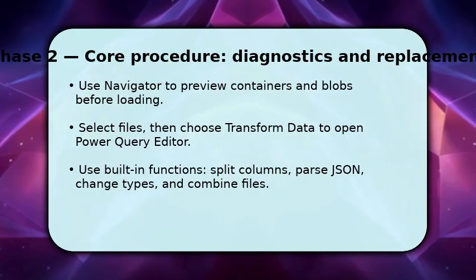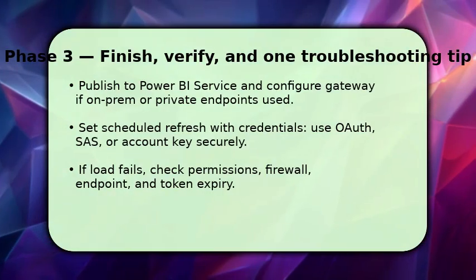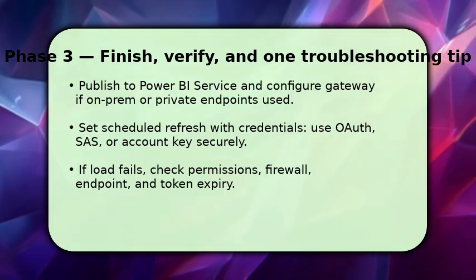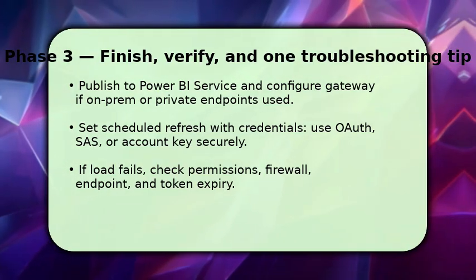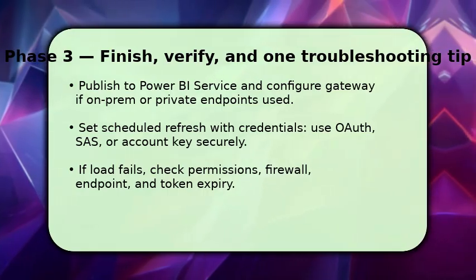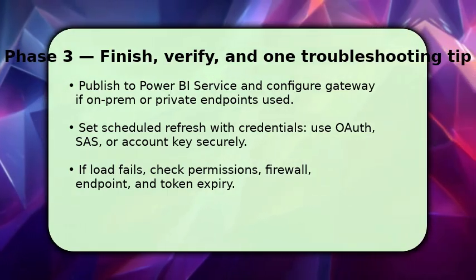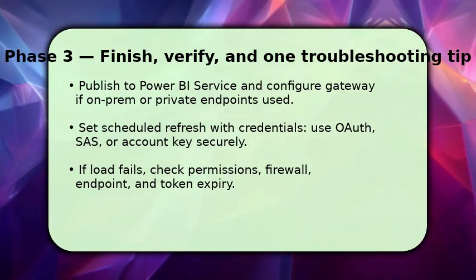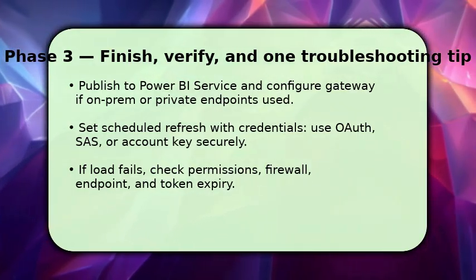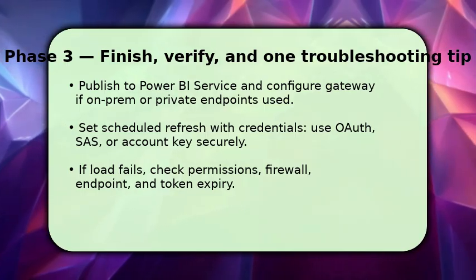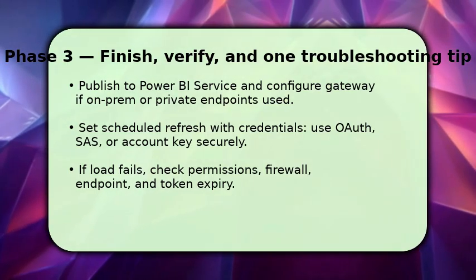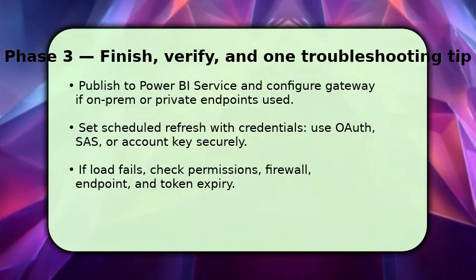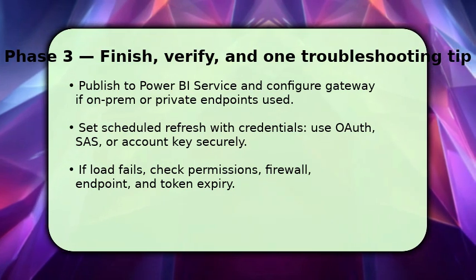Finally, publish the report to Power BI Service and configure refresh. Add credentials under Dataset Settings, choose OAuth, SAS, or account key as appropriate, and set a scheduled refresh. If your storage uses private endpoints or VNet, make sure an on-premises data gateway or managed network path is available. If refresh fails, check permissions first, then firewall rules, endpoint accessibility, and whether the SAS token or key expired. One tip: regenerate SAS with limited scope and test immediately.